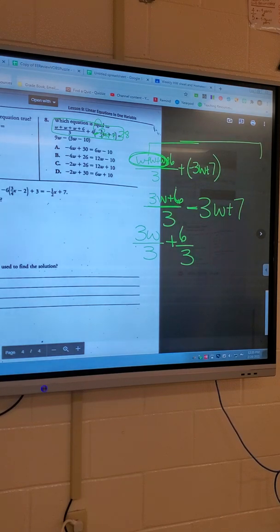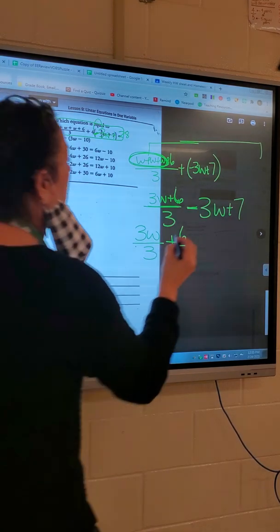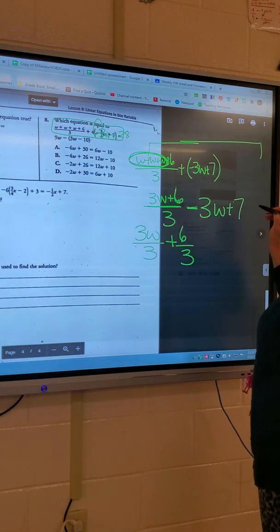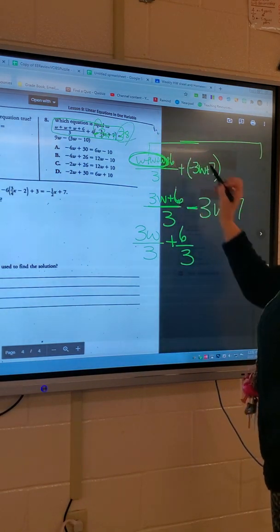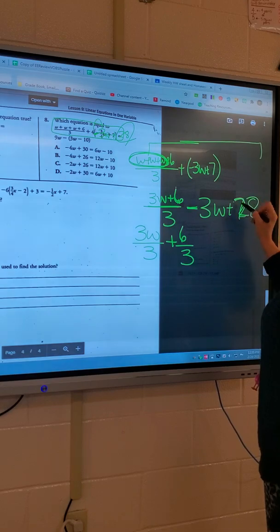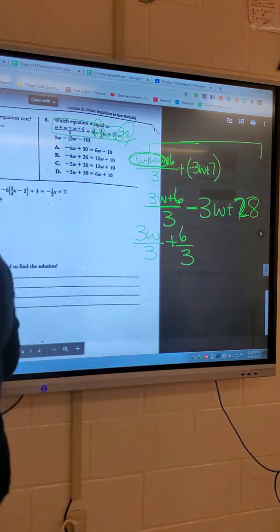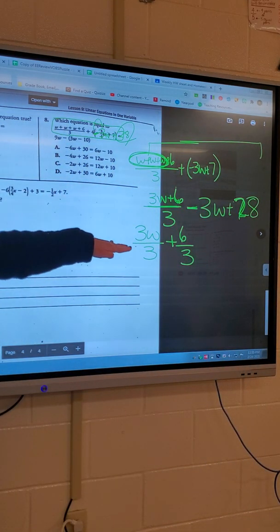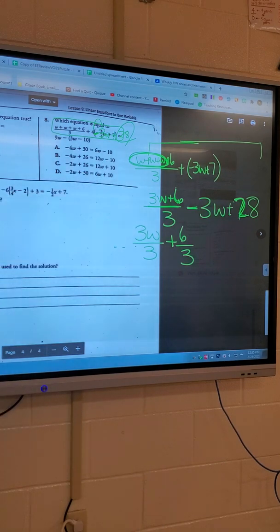Miss Foster, I'm looking back at your work and you didn't multiply the 4 times the 7. I did at the top. I didn't right here. The 4 times the 7, it should be 28. It's right there. I just didn't show it. Sorry. Okay. Does everybody understand how I got from here to here? Is everybody with me? Give me some kind of nod, thumbs up, something.